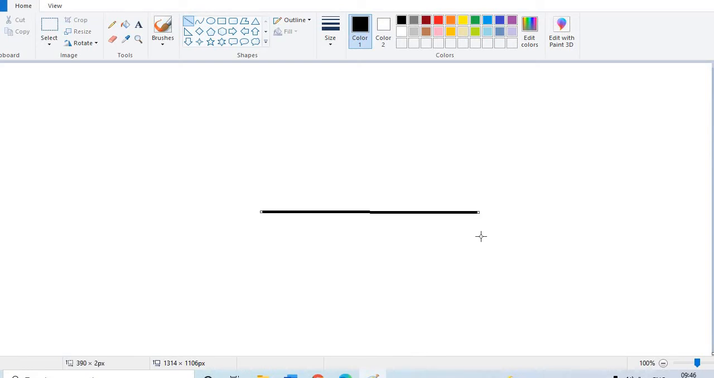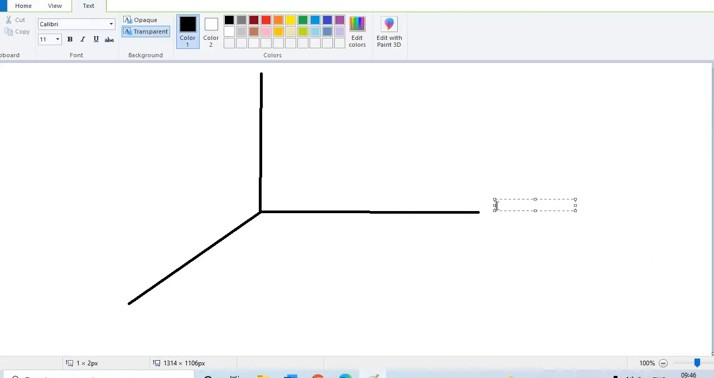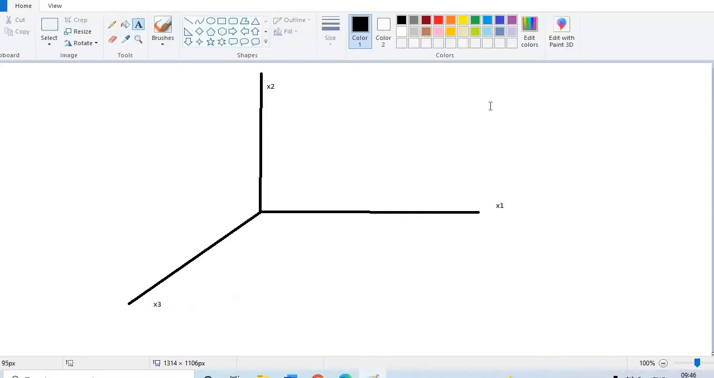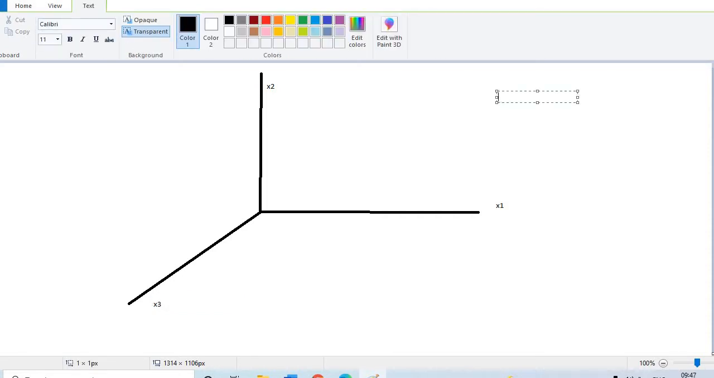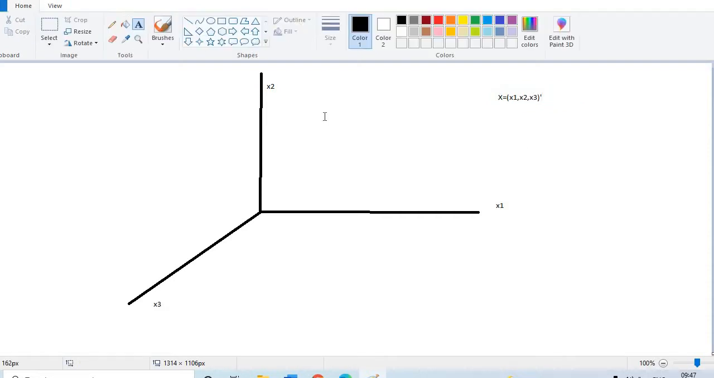So let this be the x-axis, let this be the y-axis. For the 3-dimensional case, this is the z-axis. So here x1, here x2, here x3. So this can be represented as a vector equal to (x1, x2, x3), a column vector. So instead of column we put prime here. Okay.